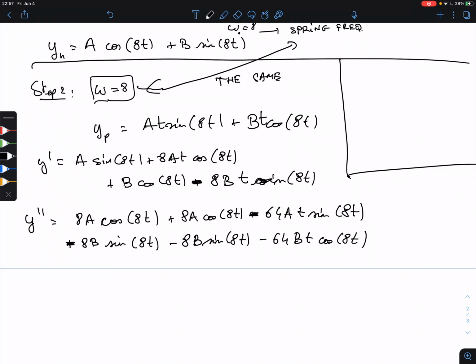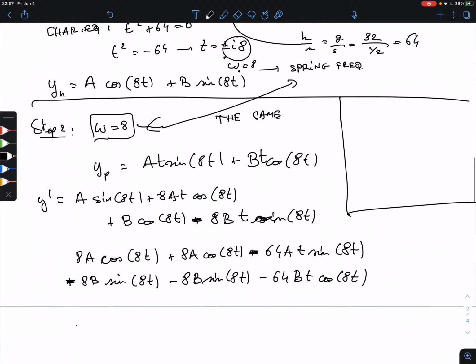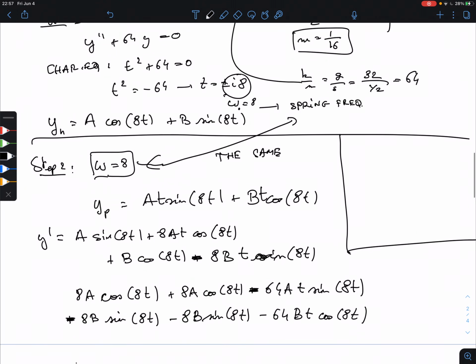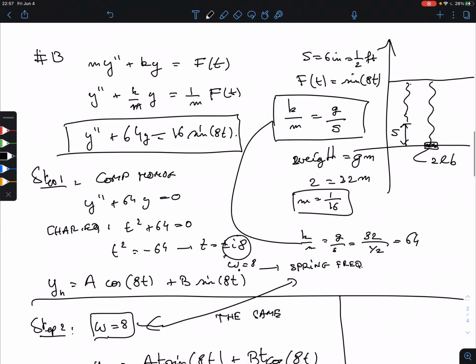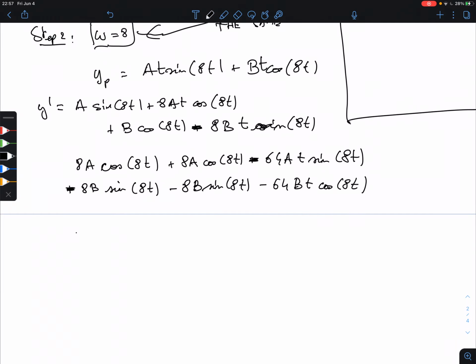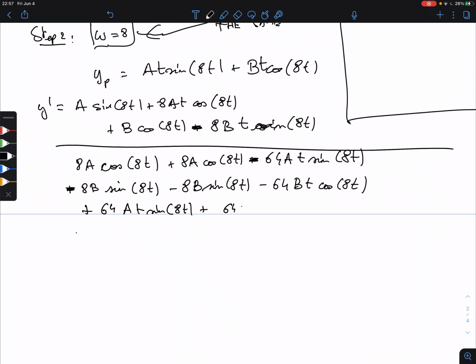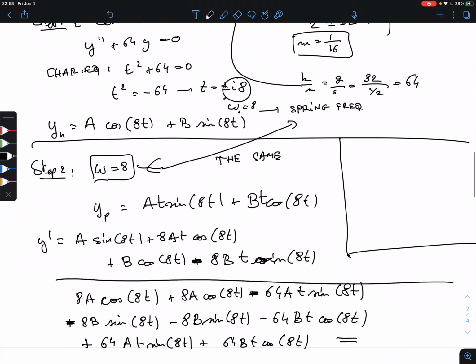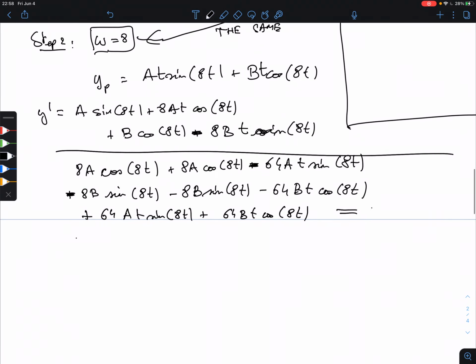And we plug this in. So I'm going to be a little bit lazy and say, okay, this guy plus 64 times y, right? Here is our question, plus 64 times y. So that was y double prime. Here this was y double prime plus 64 times y, so the 64 times at sine 8t plus 64bt cosine 8t, and this is equal to, that's the right-hand side, 16 sine 8t.